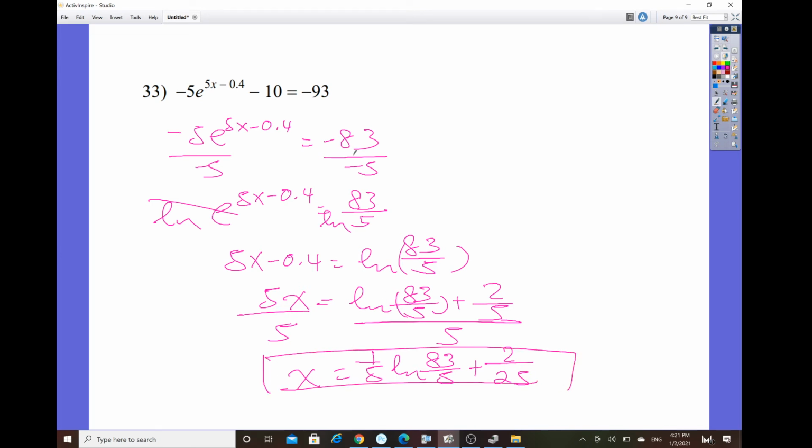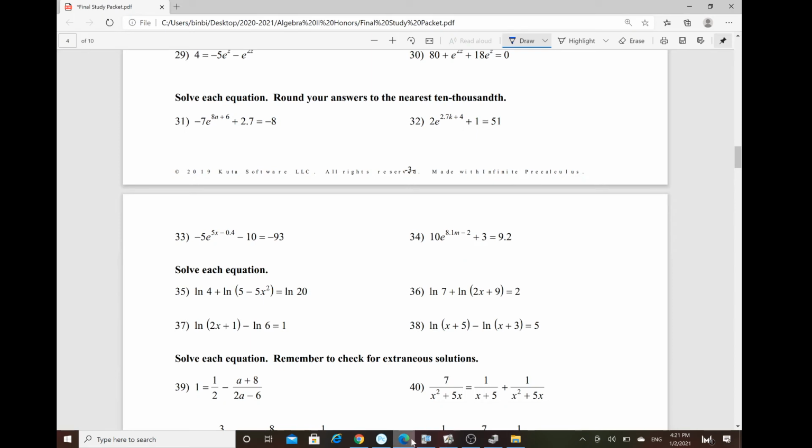And according to the instruction, it's saying that you need to round it to the nearest thousandth or the nearest hundredth or something. So basically just type that into the calculator and approximate the final solution. Okay, so let's go back. So this one is rounded to the nearest ten-thousandth, so that means it's 4 decimal places.